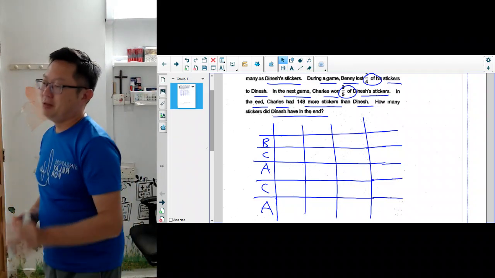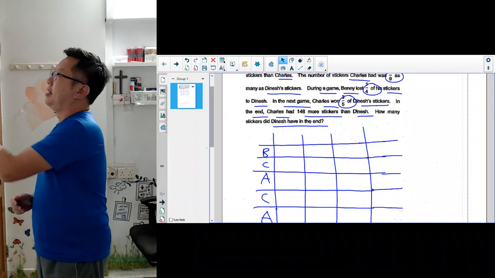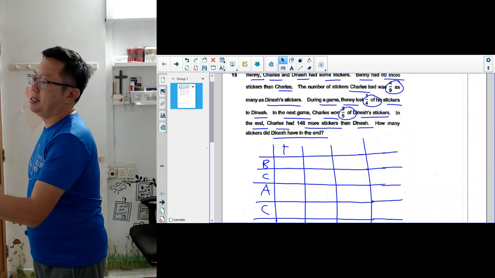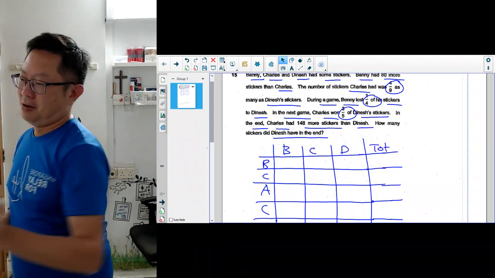Okay, so how do we put the labels into the boxes? Now, there are 3 persons, and so you still have the labels Benny, Charles, and Dinesh, and the total is unchanged. Okay?